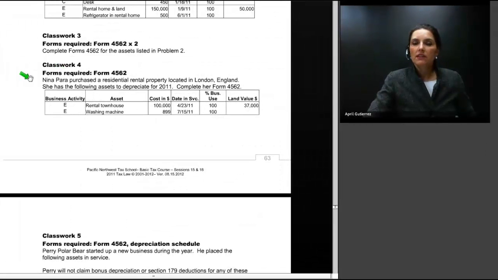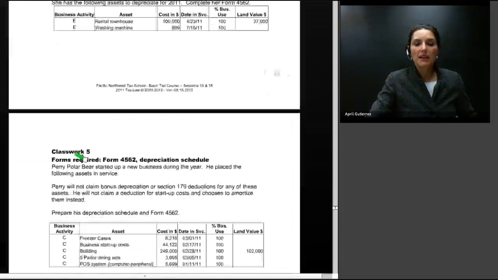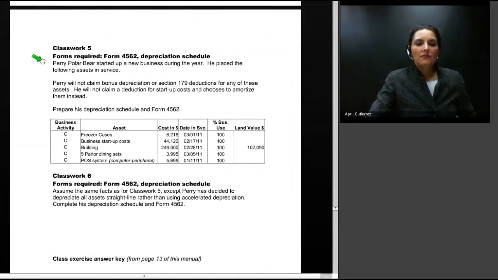So that completes classwork assignment number 4. Let's move on to classwork assignment number 5. For classwork number 5, you need to complete another Form 4562 and another depreciation schedule. We figure the more of this you do, the better practice you'll get, and the better you'll get at understanding how all of this depreciation stuff works.